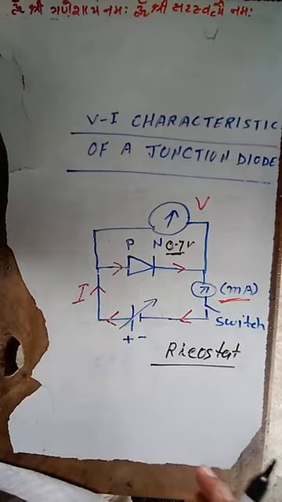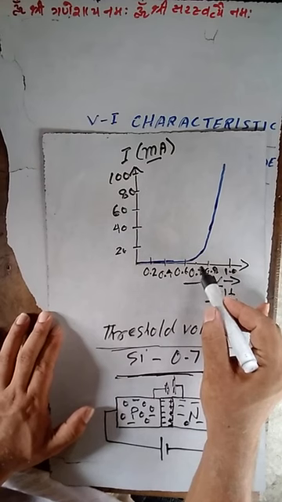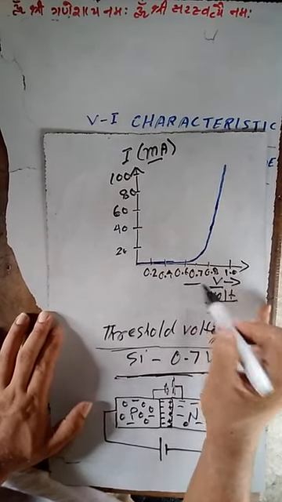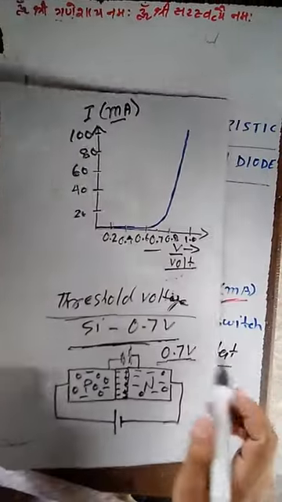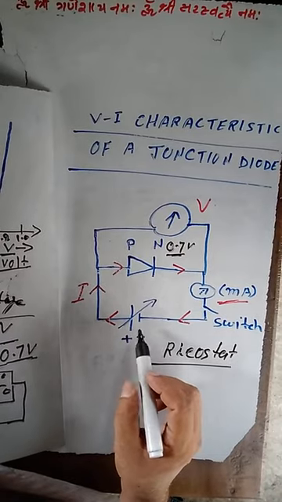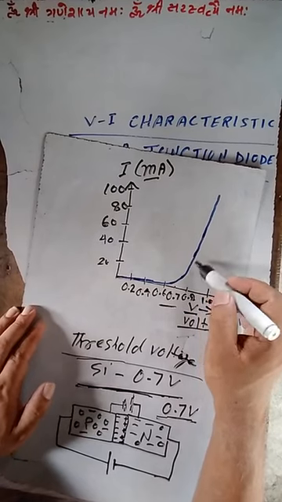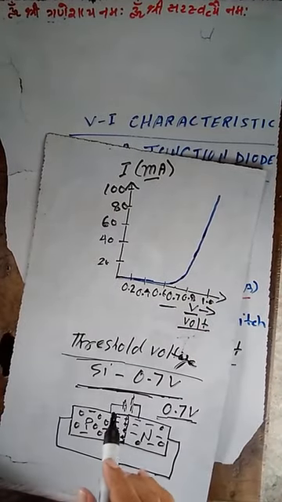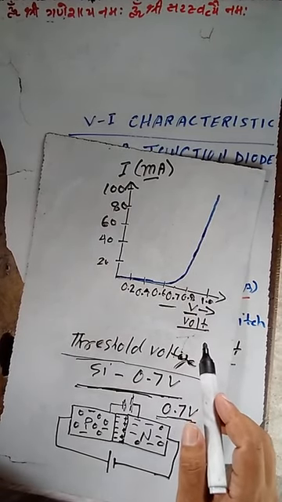That's why in the graph we don't get any value in forward bias unless we cross this 0.7 volt. After this, what happens? Even with a slight increase of the battery voltage, we get a large amount of current. That's why the graph increases exponentially like this. So this is the VI characteristic of the forward bias.